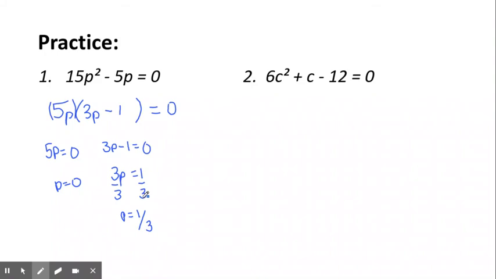Sometimes people make a mistake and say that this equals 3. For our final answer, we get p equals 0 or p equals 1/3. Remember, you could always check these if you wanted to.